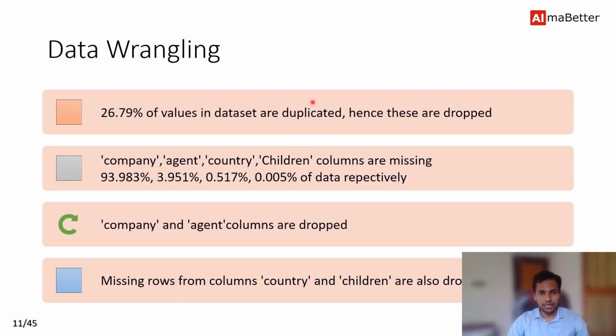The next step in the data wrangling process is taking care of missing or duplicate values. During analysis, I found that 26.79% of the data points were duplicated, so I have dropped those. I have also found that the columns company, agent, country, and children had missing data. The company and agent columns were dropped since they were missing a significant amount of data and they might not add much value to our analysis. The missing rows in the country and children columns were dropped as well.